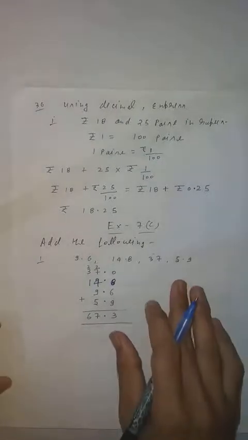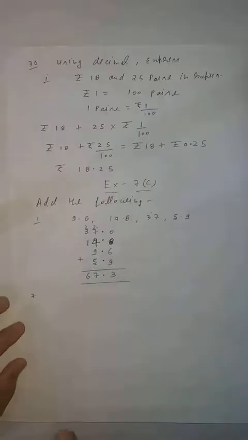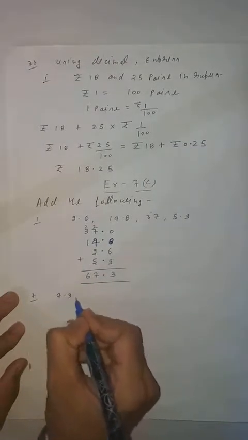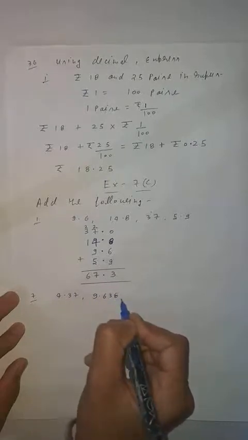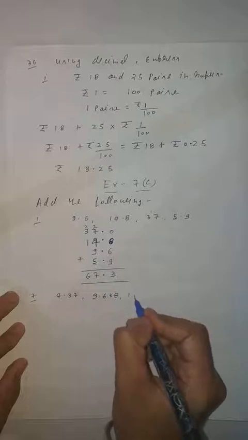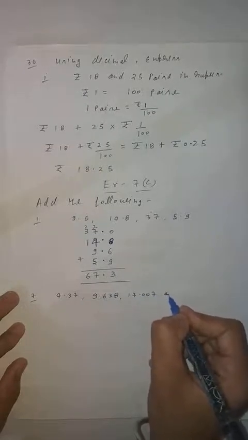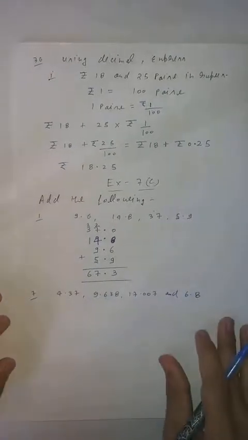So take a question number 7. So now question number 7, what is given, student? 7 is given 4.37, 9.638, 17.007 and 6.8. Clear, student? Now you have to add. Simply follow. You will follow the same way.